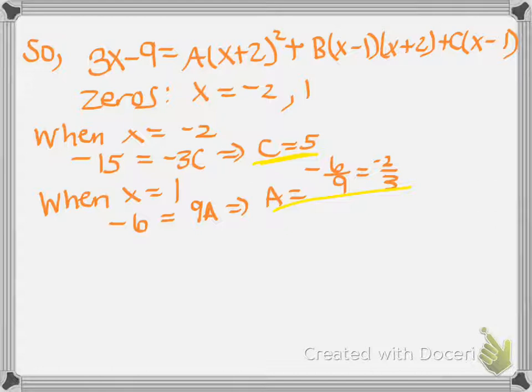But now we can let x be anything. Since we have 2 of our values, a and c, we can let x be any number and solve for b, right? Because now we'll just have one unknown, since we know what a and c are.